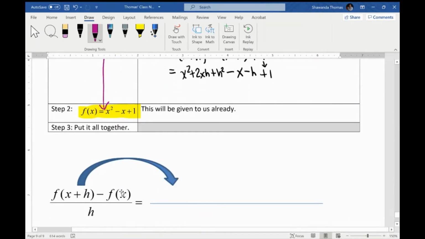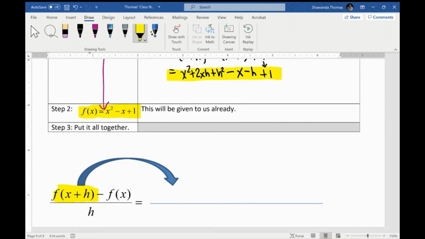Someone other than Christina tell me, what is f of x plus h in this situation? We just did it. x squared plus 2xh plus h squared minus x minus h plus 1. Very nice. So all we're doing is replacing this with what it's equal to. We just found it. It's right here. All right. So I'm just going to rewrite our answer: x squared plus 2xh plus h squared minus x minus h plus 1.